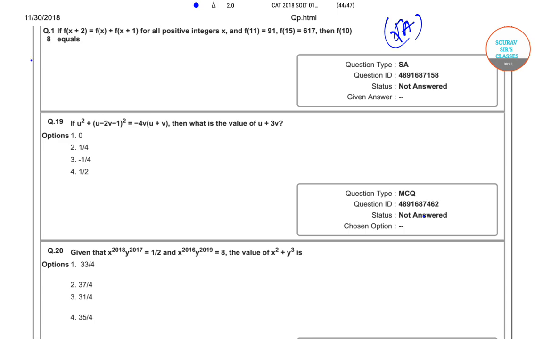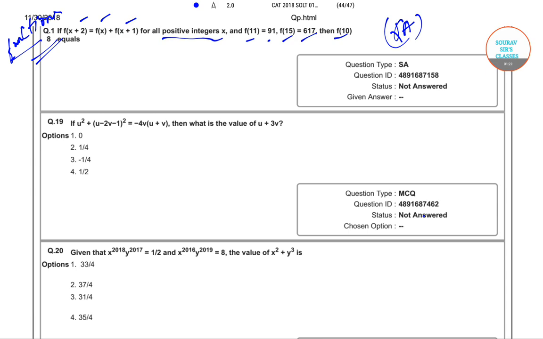In this question 18, it is basically a question based on functions. Functions is a very interesting topic, and after solving this problem, it will be much easier for you. The condition given is that f of x plus 2 is equal to f of x plus f of x plus 1, and it is true for all positive integers x. It has been given that f of 11 is equal to 91 and f of 15 is equal to 617, and we need to find out the value of f of 10.